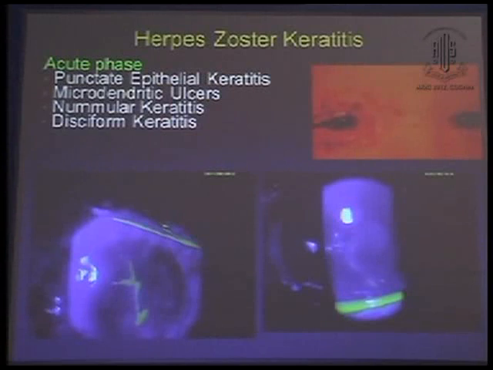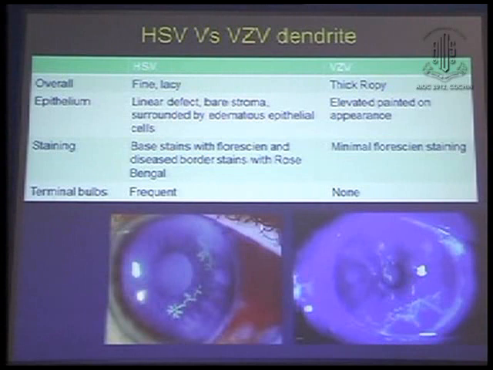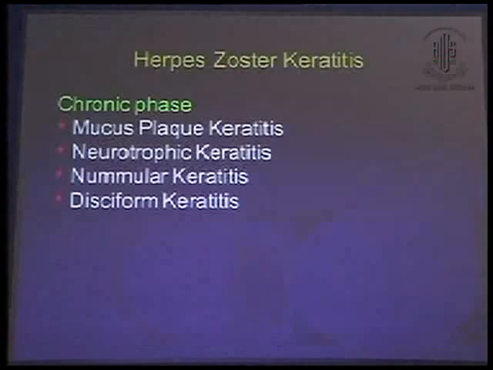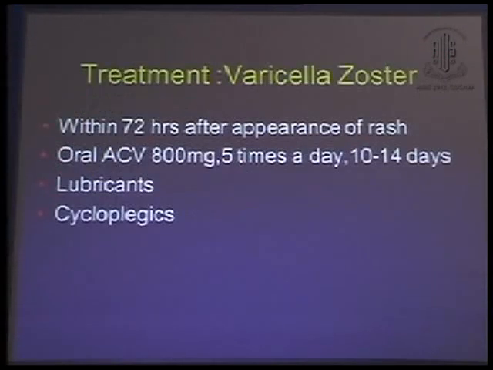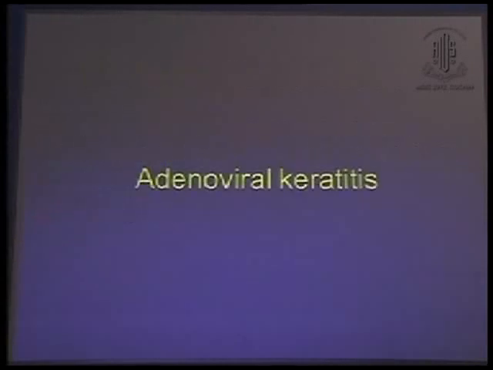Coming to the zoster keratitis, it may be acute phase with punctate epithelial keratitis, microdendritic ulcers, nummular keratitis, and disciform keratitis. And these are the differentiating features and the two pictures which show the difference in the dendrite of a simplex and zoster. So simplex has a linear defect, there's stroma, and has an excavated kind of a look, whereas zoster has an elevated, painted kind of appearance, a more creamy appearance, and there is no excavation. And terminal bulbs are present in simplex and absent in zoster. In the chronic phase, you can have mucus plug, neurotrophic keratitis, nummular and disciform keratitis, and treatment is oral acyclovir 800 milligram 5 times a day for 2 weeks, along with lubricants and cycloplegics.